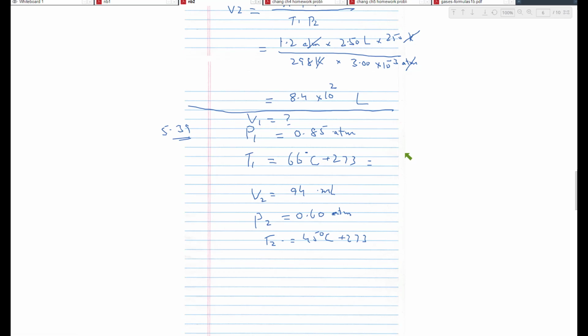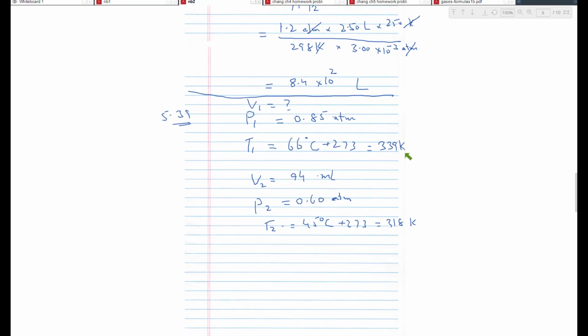273 plus 66. All right, T2 is 318 Kelvin. So now we are all set. We can use the ml. We don't need to use a converter because we are not using the R.